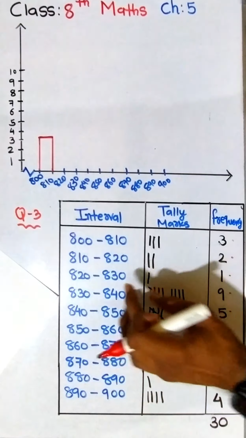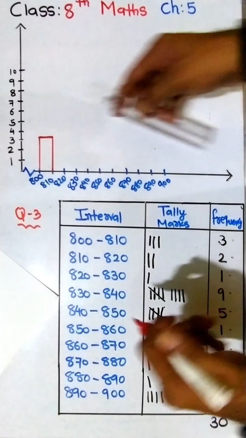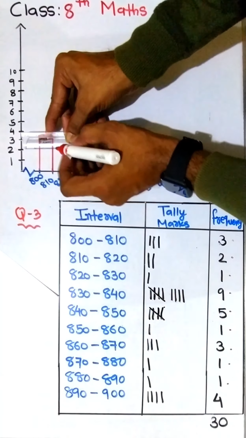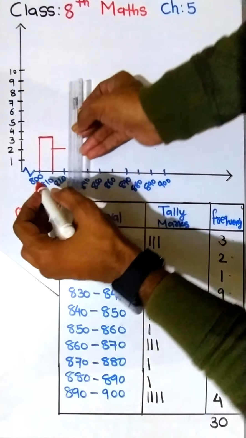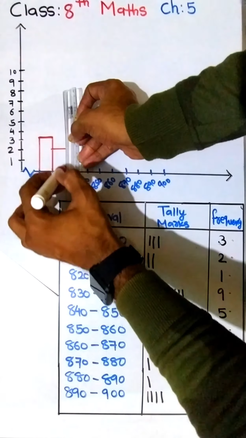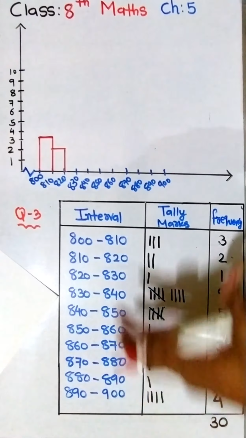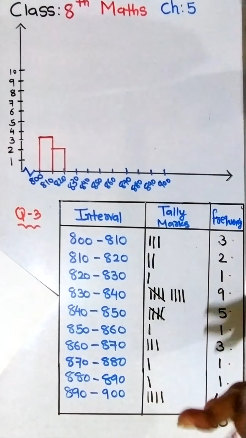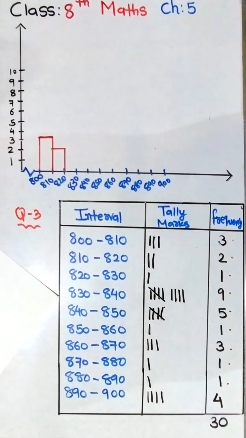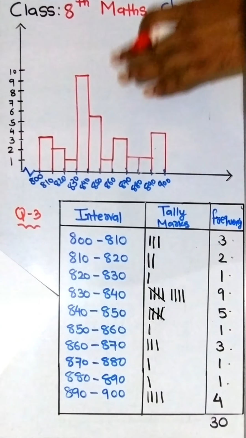Same way, if you see 810 to 820, we have the frequency 2. So what we will do, we will draw only up to 2. So over here, our second column lies up to 2. Same way, if we follow the same rule and draw for the whole frequency distribution table, it will look like this. You see here every frequency is shown by a separate column.